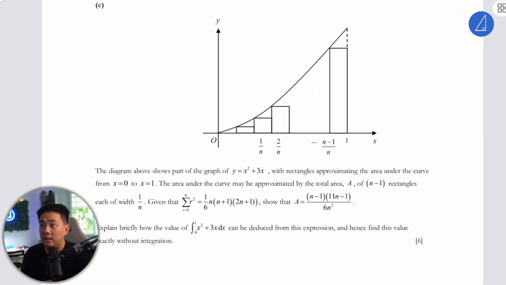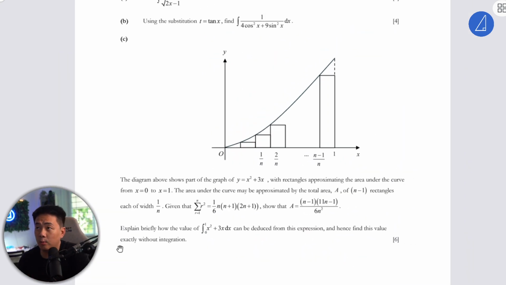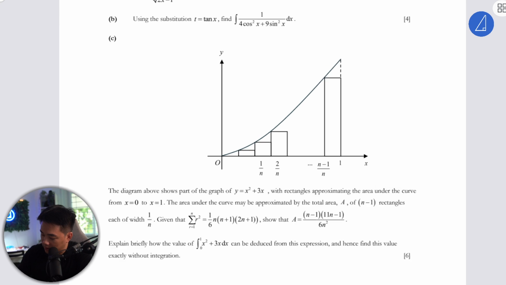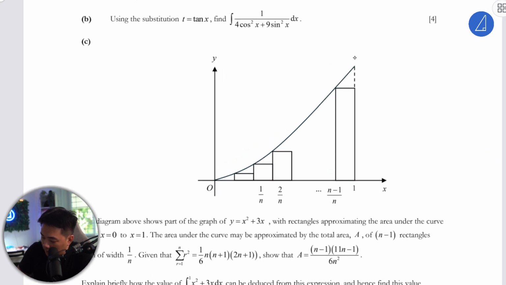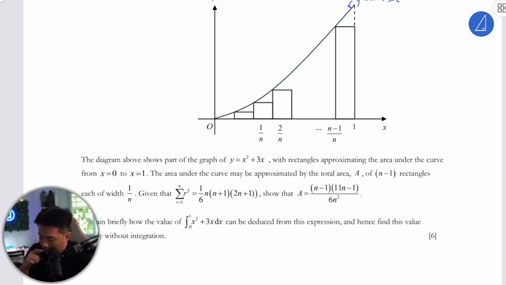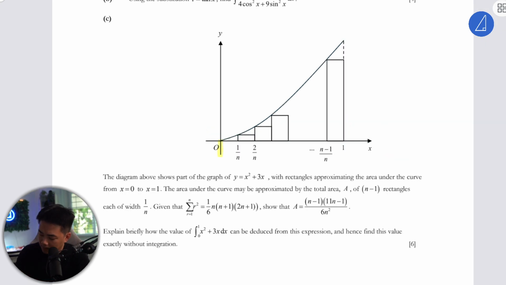So let's look at part C. Part C is a very typical Riemann sum problem. The diagram above shows part of y equals x squared plus 3x. Then we are told that the area under the graph from 0 to 1, here, is what we want to find. So this is the integral from 0 to 1.